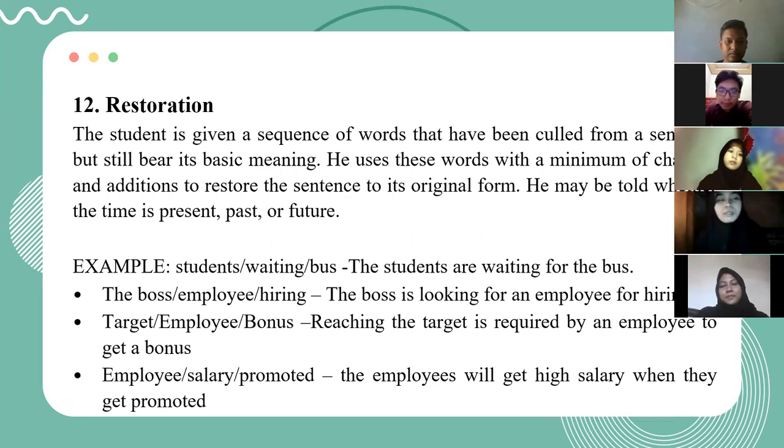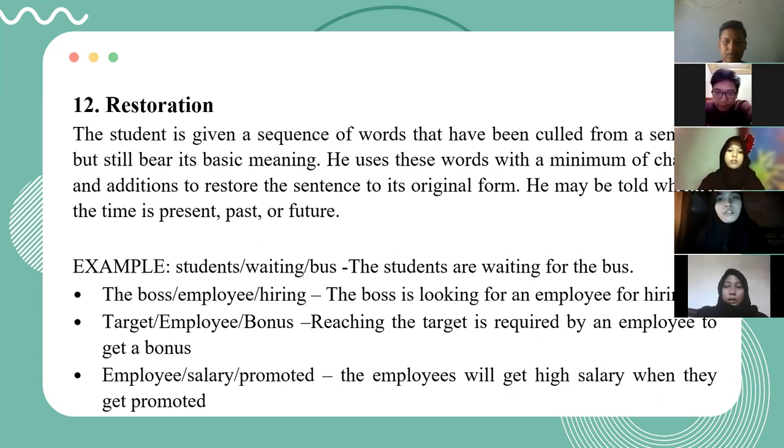Restoration. Now, you are given by me a sequence of words that have been culled from a sentence but still bear its basic meaning. For example, we have student / waiting / bus. Therefore, you can say the students are waiting for the bus. Okay, we take exercise. The boss / employee / hiring.